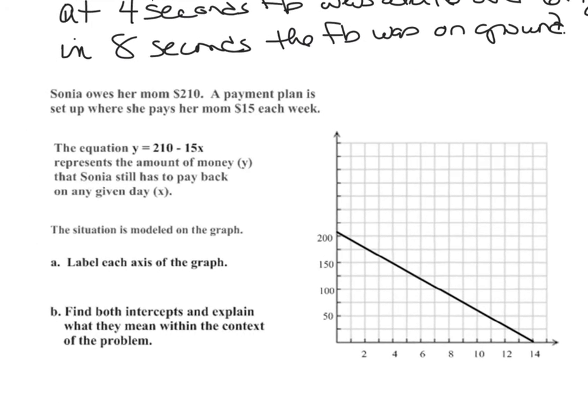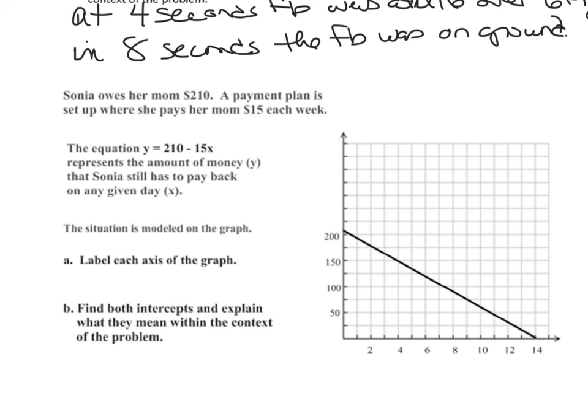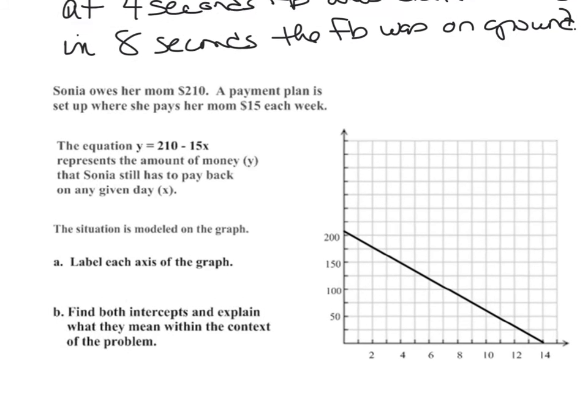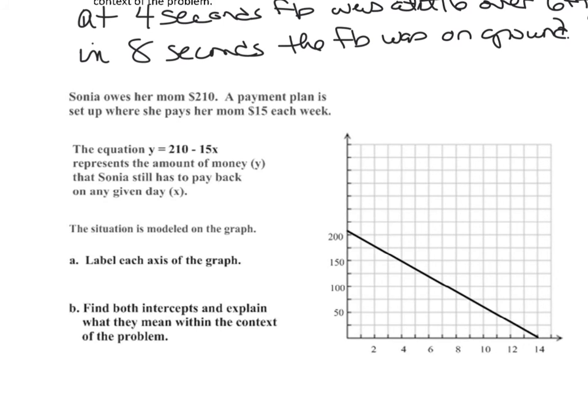Okay. Sonia owes her mom $210. A payment plan is set up where she pays her mom $15 each week. Wow, she set up a payment plan, really. She got an equation for her payment plan. Man, mom is serious. y equals 210 minus 15x. It represents the amount of money, y, that Sonia still has to pay back. All right, so y is the money that she owes.